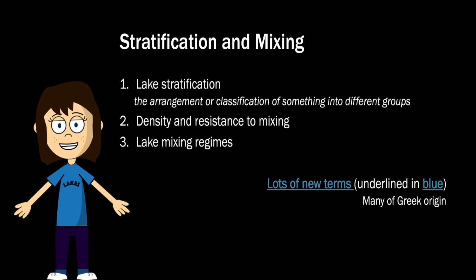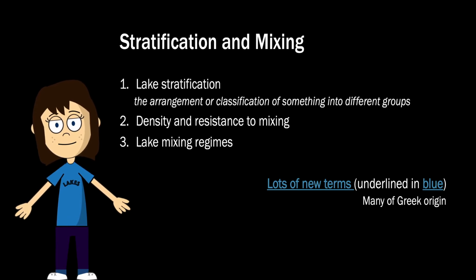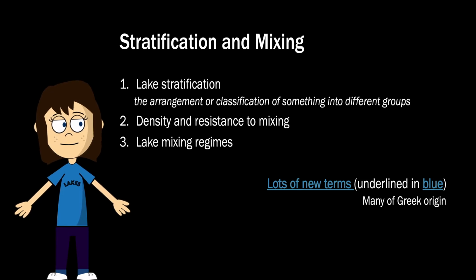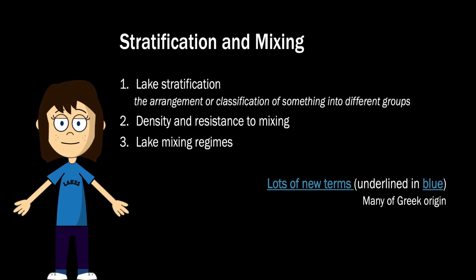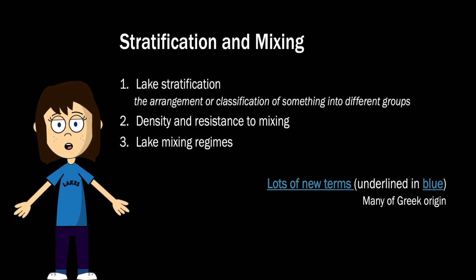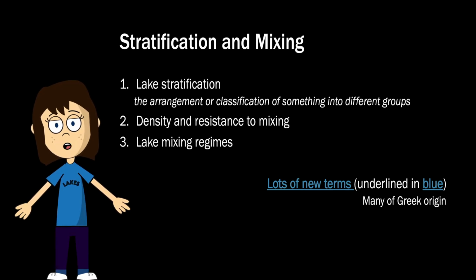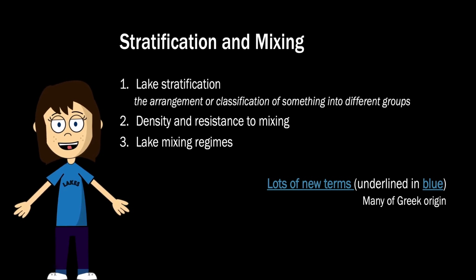You may notice a lot of unfamiliar terms in this video, and we've tried to underline those in blue. Most of them have Greek origins, and you should look them up to learn more. We're going to first examine thermal stratification through the lens of a typical temperate lake. It's good to remember that while temperate lakes are very abundant on Earth, there's lots of other types of lakes, and we're going to get to these later.